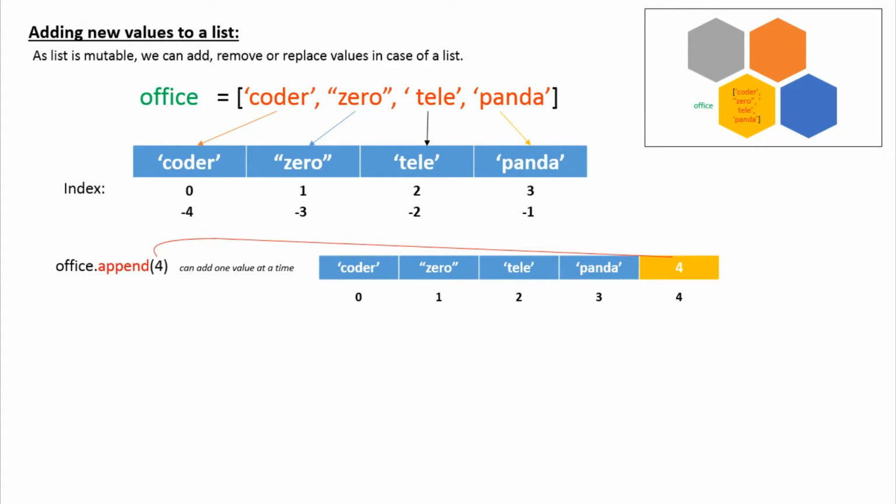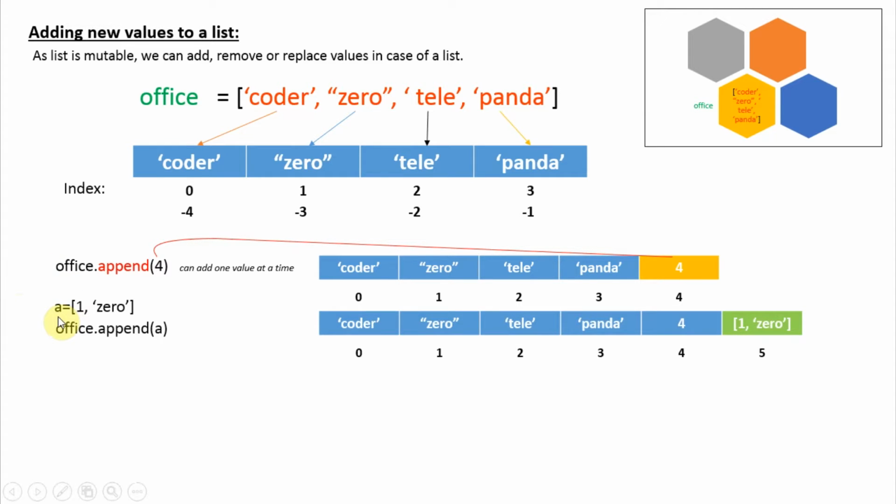Now, we could do another operation like this. We have created a small list, that is A, and we are using append(A). We are giving this small list as input, so it will add the whole list A as an item to our main list office. You can see here, right? The whole list is added as one item.